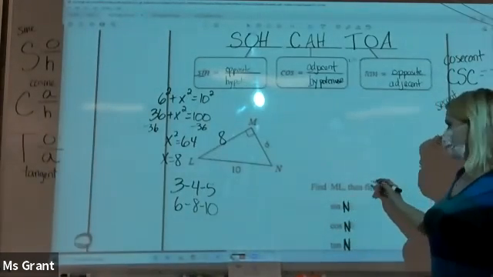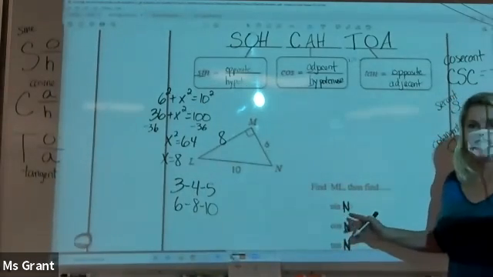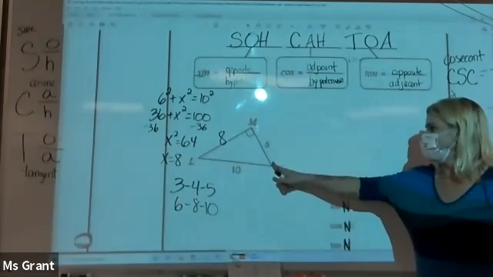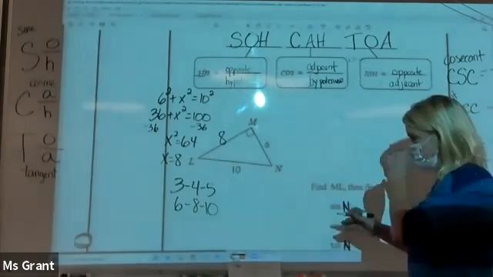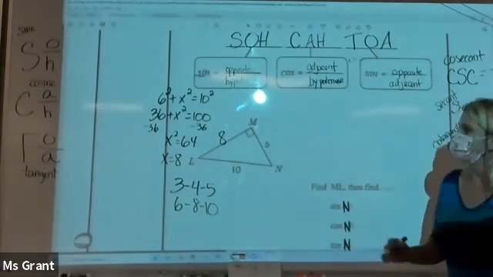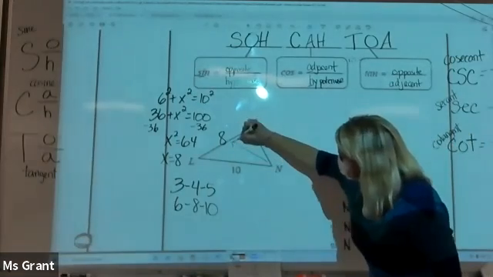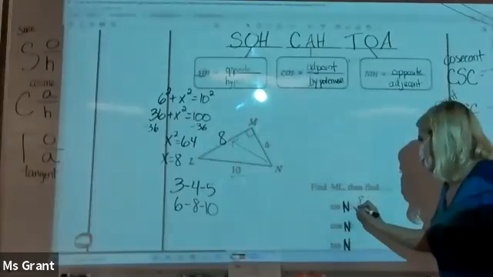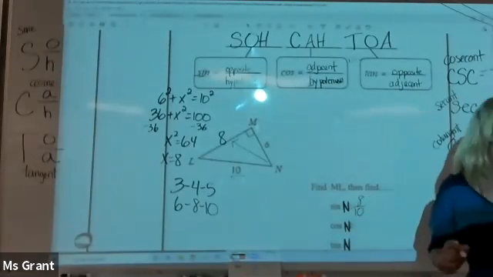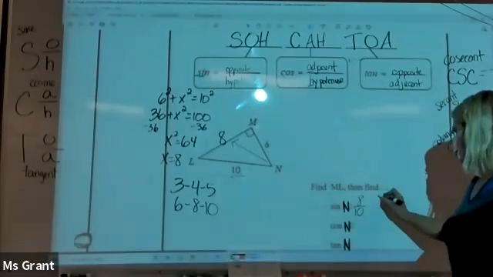Find ML. We did. It's 8. Great. Sine of angle N. Okay, the triangle's upside down. It's fine. Angle N, sine, opposite over hypotenuse. Opposite is 8, hypotenuse is 10. 8 over 10. Always reduce. 4/5.